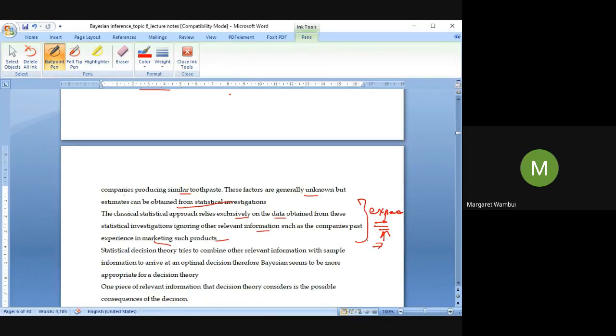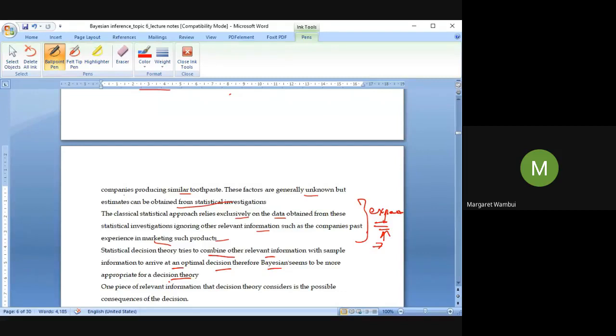So there are many things that you have to think about, not just about the current data that has been collected and maybe analyzed statistically, but you also need to look at the past. What experience do you have of marketing a new product, of taking a new product to the market? So we see that statistical decision theory tries to combine other relevant information with sample information to arrive at an optimal decision. Therefore, Bayesian seems to be more appropriate for a decision theory scenario or situation.